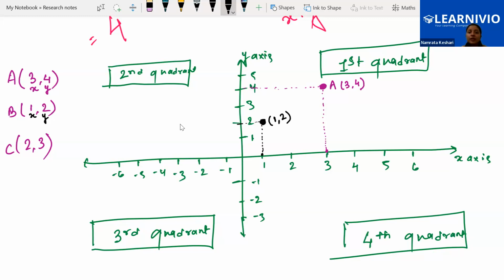Okay. So if any point is given, from that point we will drop a perpendicular on the x-axis, and from the same point we will drop a perpendicular on the y-axis, and we will see if it is touching the x-axis at 1, then x is 1. If it is touching the y-axis at 2, then y is 2. Okay. So if I am locating a point, let me locate a point and please tell me the coordinate of that point.